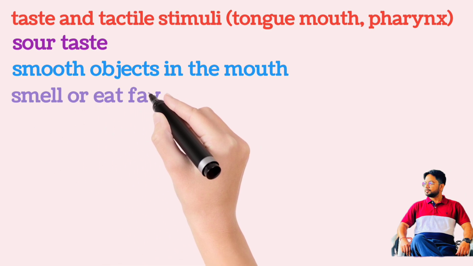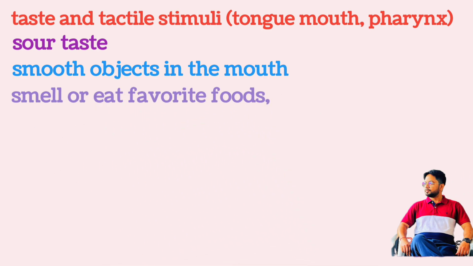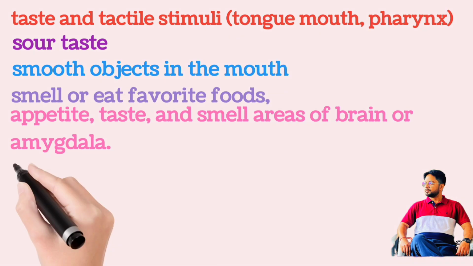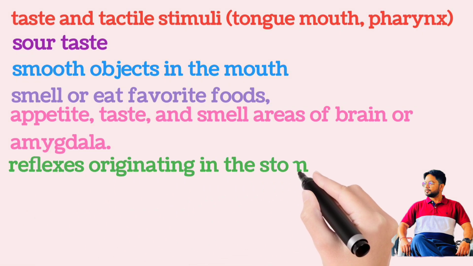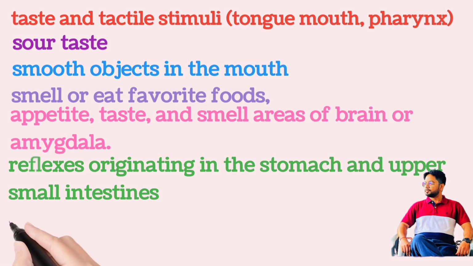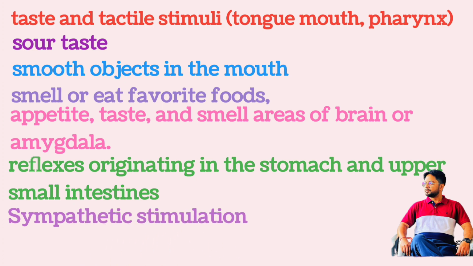Salivation is also controlled by the appetite area of the brain as well as taste and smell areas of the cerebral cortex and amygdala. Reflexes originating in the stomach and the upper small intestine also increase salivation. Sympathetic stimulation can also increase salivation, but it is less than parasympathetic stimulation. Blood supply to the gland also affects salivary secretion. Parasympathetic stimulation causes vasodilation. Activated salivary cells also secrete kallikrein, which produces bradykinin, a potent vasodilator.